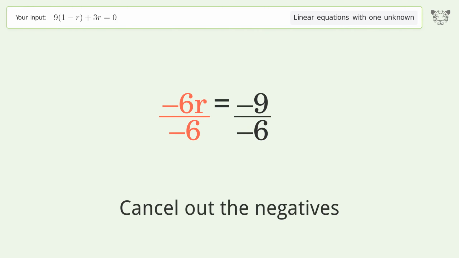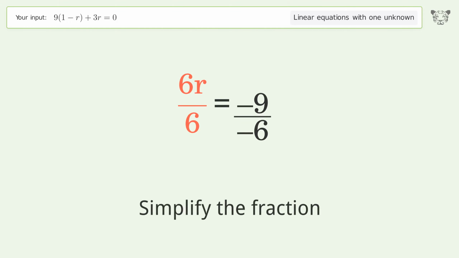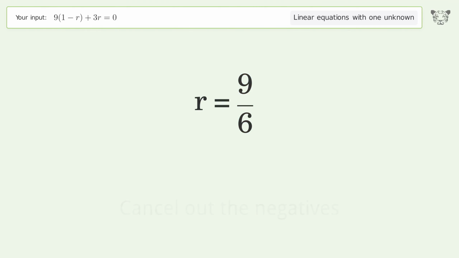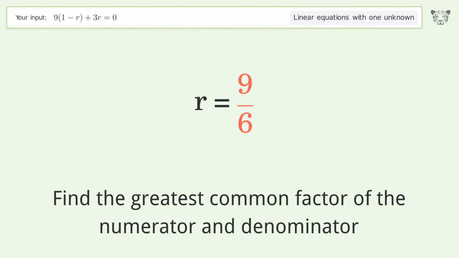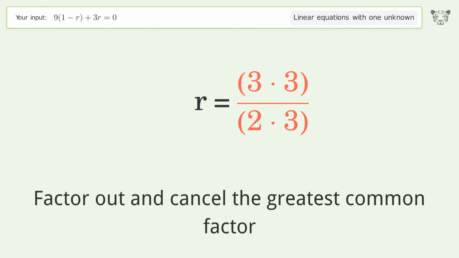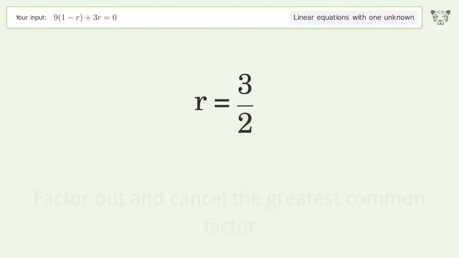Cancel out the negatives. Simplify the fraction. Cancel out the negatives. Find the greatest common factor of the numerator and denominator. Factor out and cancel the greatest common factor. And so the final result is r equals 3/2.